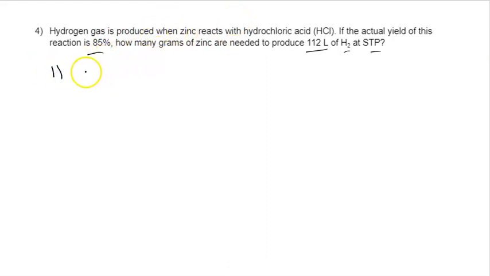So in this case, we have zinc plus hydrochloric acid. It's going to yield zinc chloride and hydrogen gas. And we need 2 there to balance that out.